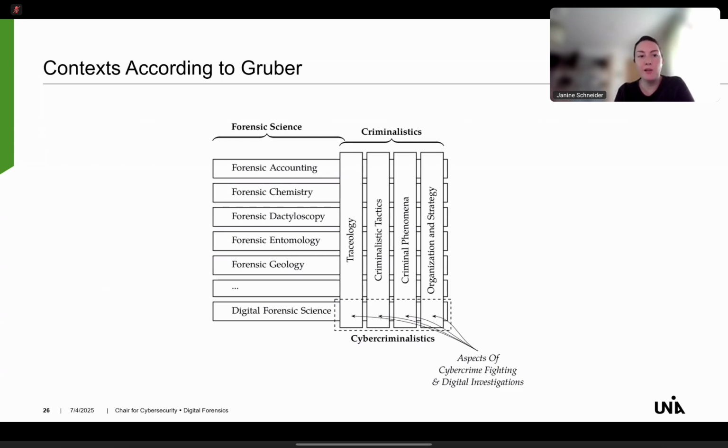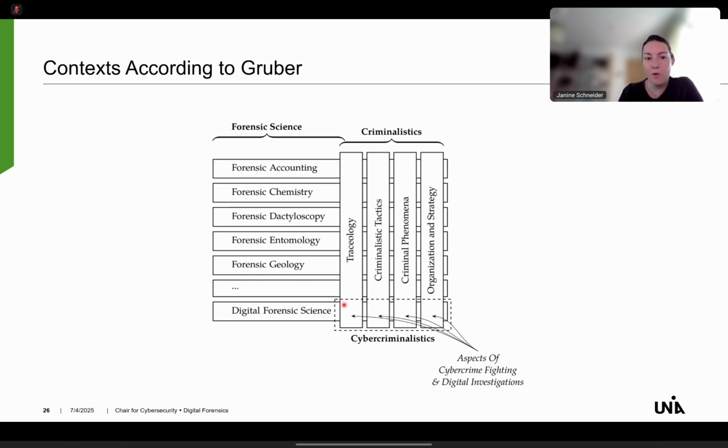Okay, and when we look, for example, at that picture, we can see that we have several forensic sciences. For example, we have forensic chemistry, forensic entomology, geology, but also digital forensic sciences. And then we have the aspects of criminalistics. So traceology, for example, is part of that, but also tactics, organization and strategy, for example.